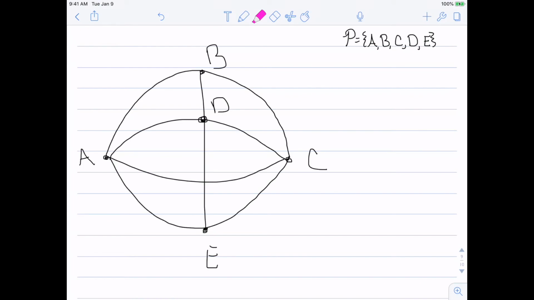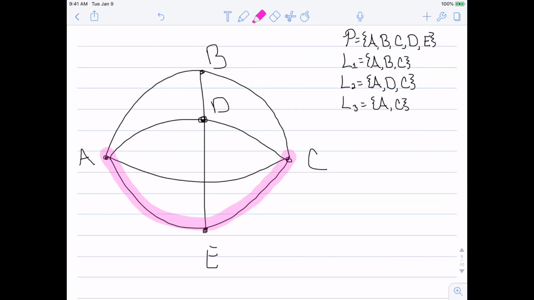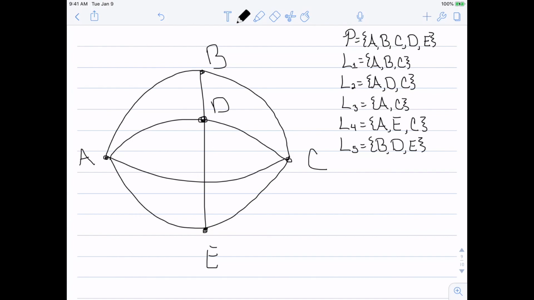I'm then going to take the lines piece by piece. So I'll start with this top one, and we can see that it passes through A, B, and C. The next one going down passes through A, D, and C. The next one down just passes through A and C. The one at the bottom goes through A, E, and C. And then finally, the vertical one passes through B, D, and E. So we now have all of our points and all 5 of our lines.